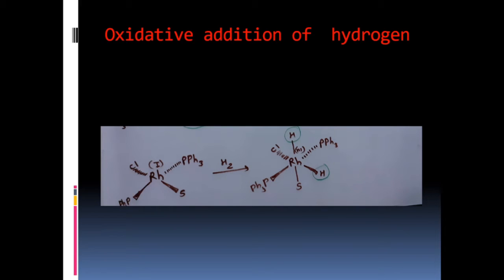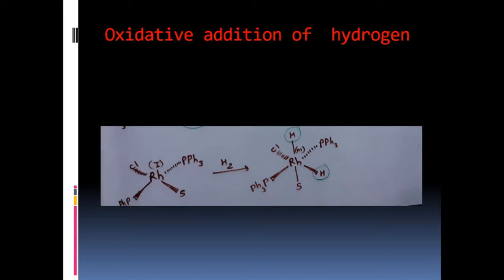This H2 is added in this manner because of the planarity. This is the second step, the oxidative addition reaction. But always remember, in an oxidative addition reaction there is an increase in coordination number as well as oxidation state.